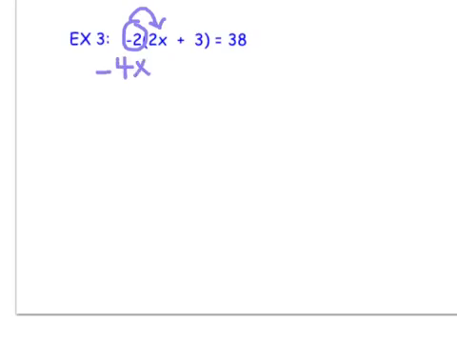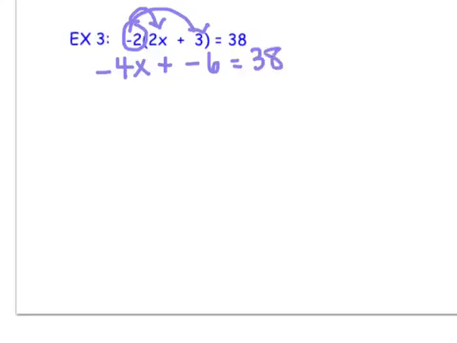Got to bring down my addition sign. Now I'm going to do negative 2 times 3. When I do that, I get negative 6 equals 38. Okay, now I have my two-step equation.